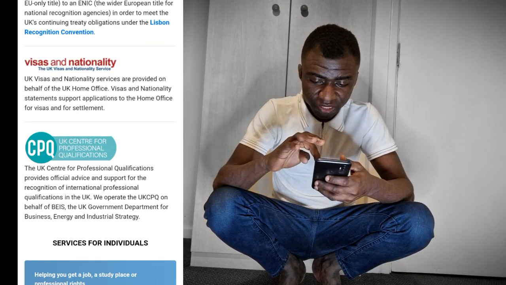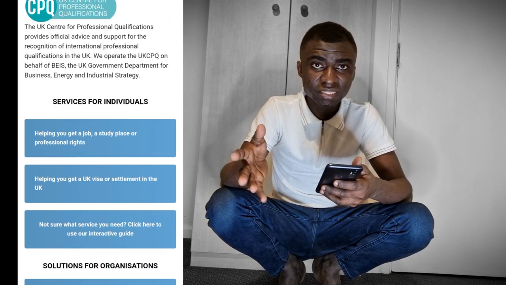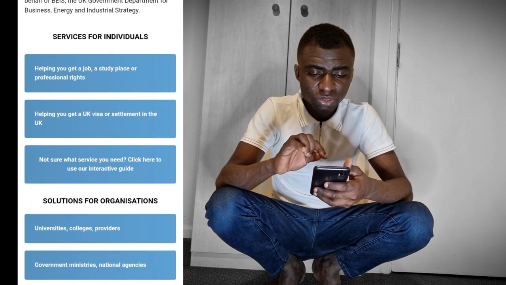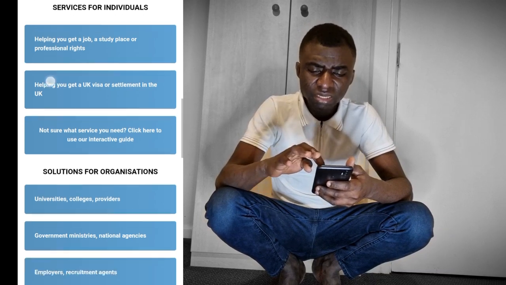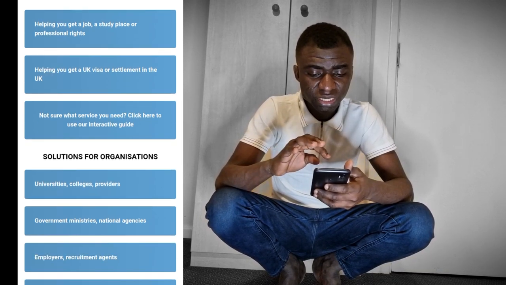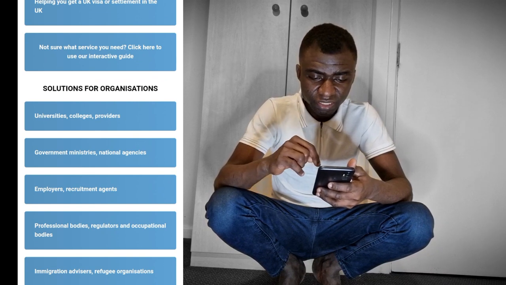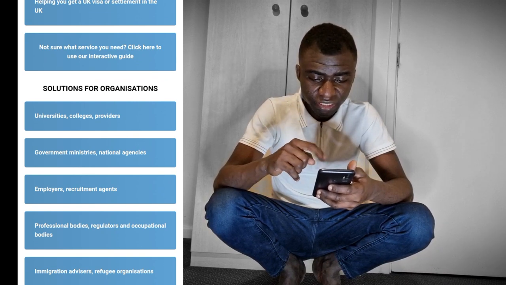So let's look at the services they run and how they can help you come to the UK by escaping the IELTS route. Services for individuals: helping you get a job, a study place, or professional recognition in the UK. That's great. Helping you get a UK visa or settlement in the UK. Not sure what service you need? Click here. And they can help organizations as well: universities, colleges, providers, government ministries, national agencies, and a whole lot of that.